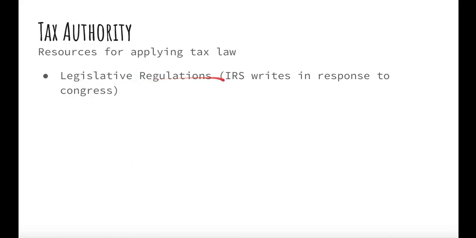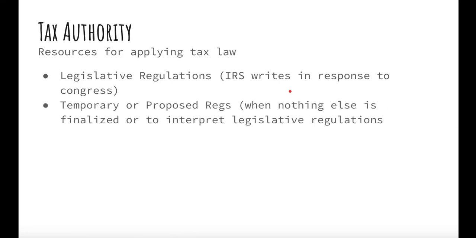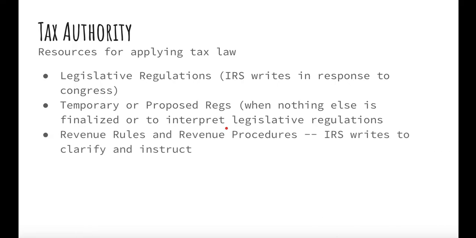So anyways, legislative regulations, you can read through Appendix A. Legislative regulations is what the IRS writes in response to Congress. And then there are temporary or proposed regs when nothing else is finalized, or to interpret legislative regulations. And then there's revenue rulings and revenue procedures which the IRS uses to clarify and instruct.